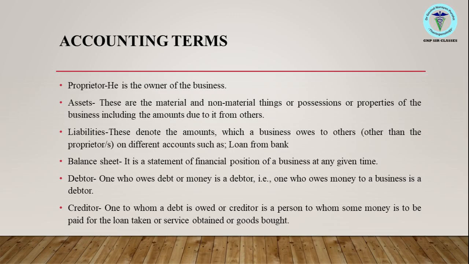Balance sheet. It is a statement of financial position of a business at any given time. Debtor. One who owes debt or money is a debtor, i.e., one who owes money to a business is a debtor. Creditor. One to whom a debt is owed is a person to whom some money is to be paid for the loan taken or service obtained or goods bought.